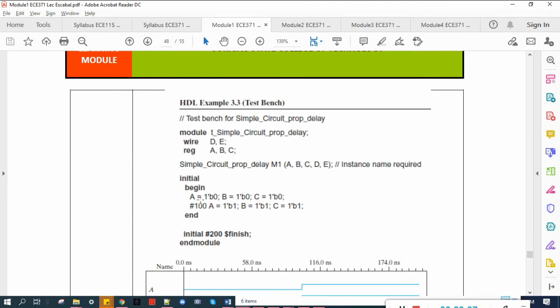We assign A here. It assigned the inputs A, B, C with 0, 0, 0. Then after 100 time unit delays, it assigned A, B, C the values 1, 1, 1.